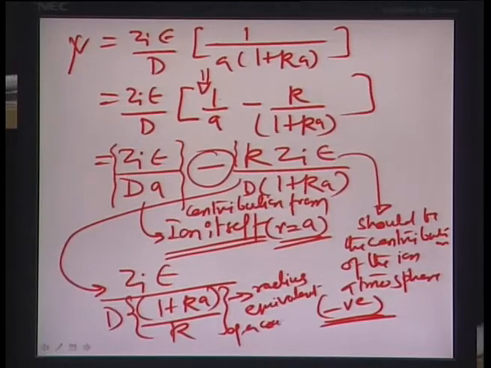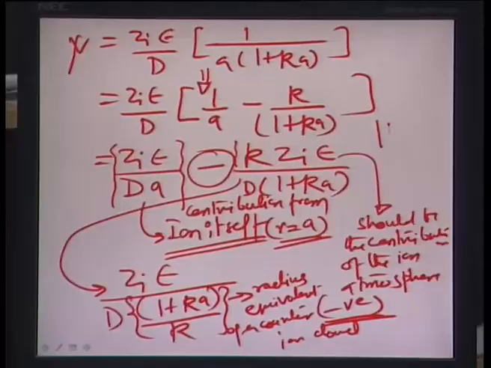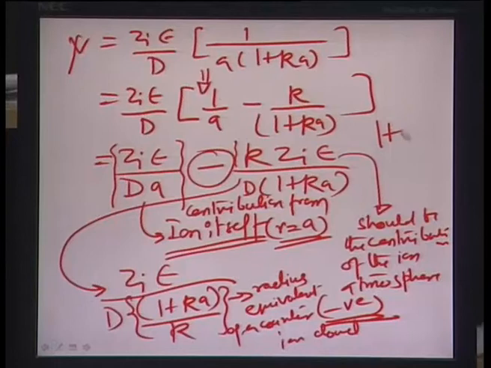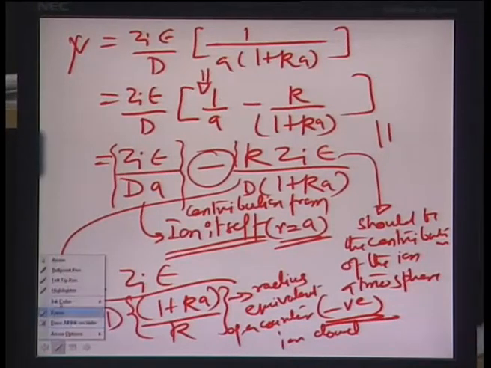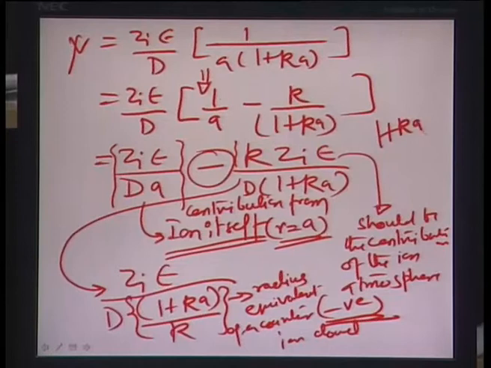Okay. So, this is a kind of radius equivalent of a counter ion cloud. All right. So, there is a radius equivalent of a counter ion cloud, which might mean that (1 plus k a) by k is the radius of the ion cloud. Okay.